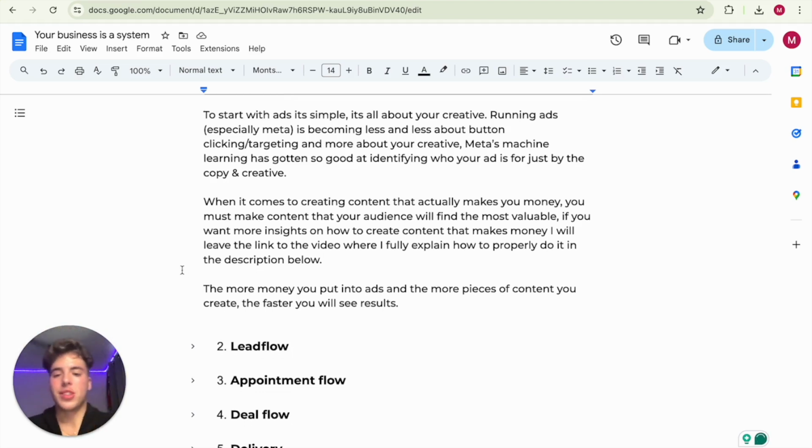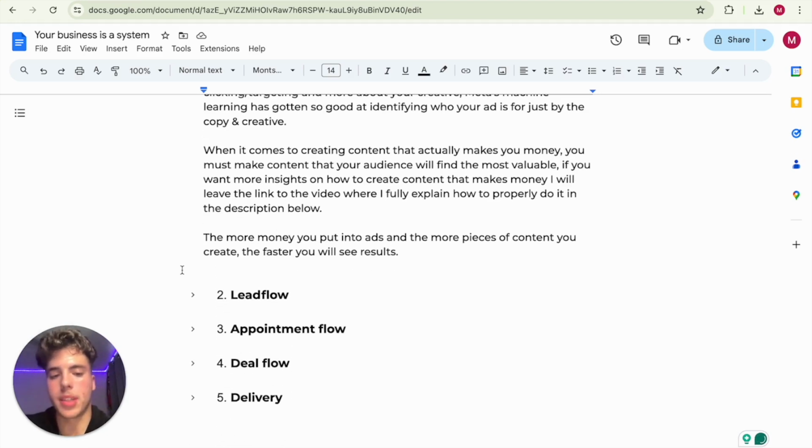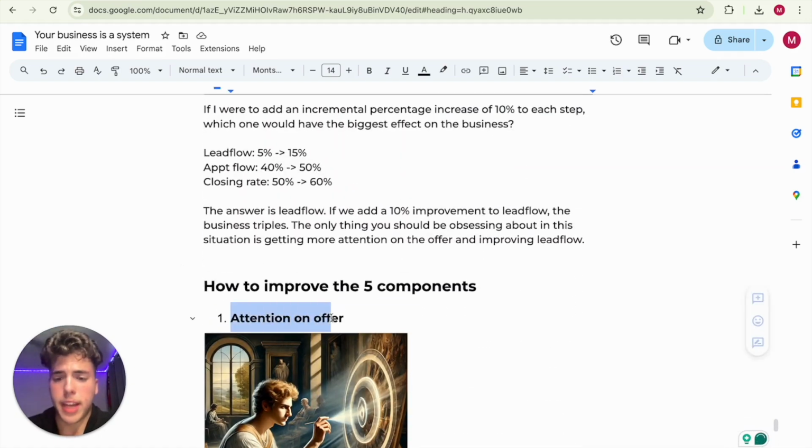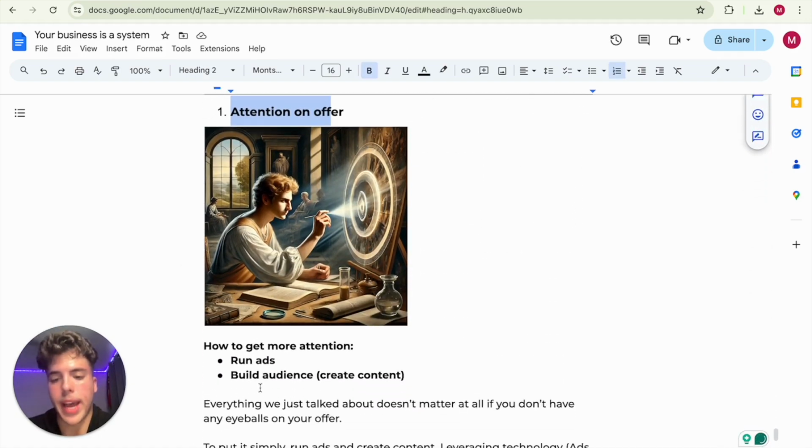And so the more money you put into ads and the more pieces of content you create, the faster you will see results. Okay, and this is just something where volume negates luck, and doing more volume, doing more testing, creative testing, putting more money into ads, creating more pieces of content, you're going to see success faster. And so that's how you solve the attention on offer aspect. It's by running ads and creating content.